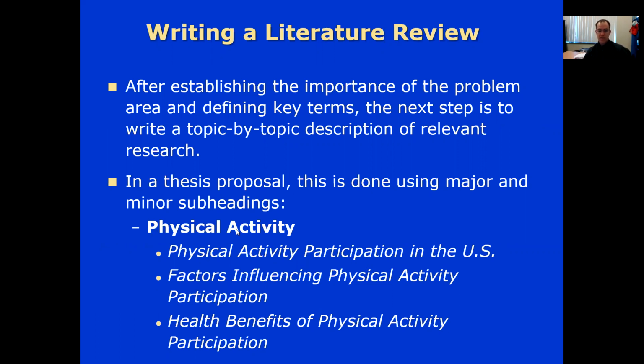So the major subheading is physical activity, and the subheadings would be as you see here. The idea is that you have a broad topic, in this case physical activity, and you start to refine particular areas under physical activity, such as physical activity participation in the U.S., influences of physical activity participation, that is, factors that may influence it, and then the health benefits of physical activity participation. The idea, though, is you start broad and then you work your way to a more narrow topic using these subheadings.